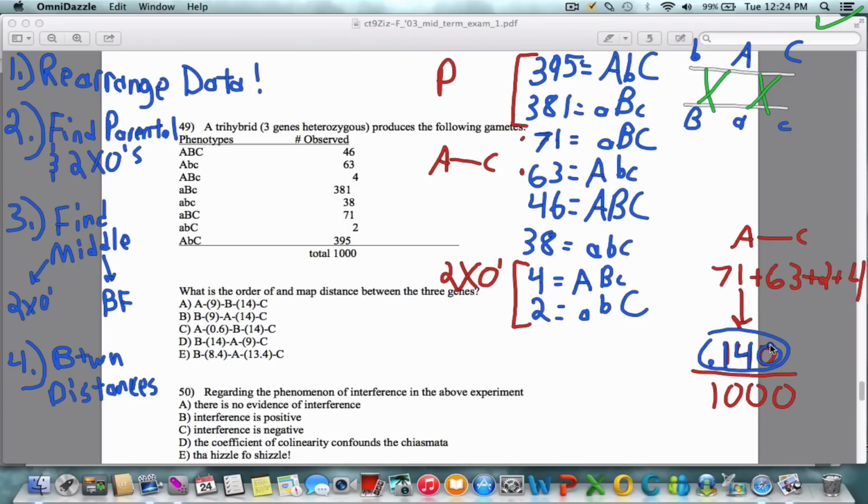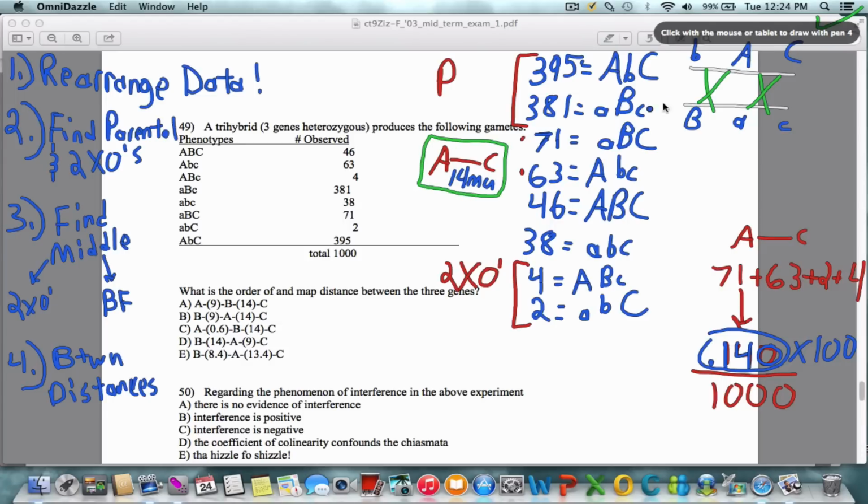Once you do that, remember, and I made another video explaining this, to calculate that in map distance or in centimorgans, you have to multiply that by 100. So 0.14 times 100 is now 14 map units apart, and I'll circle that in green. So the distance from A to C was 14.